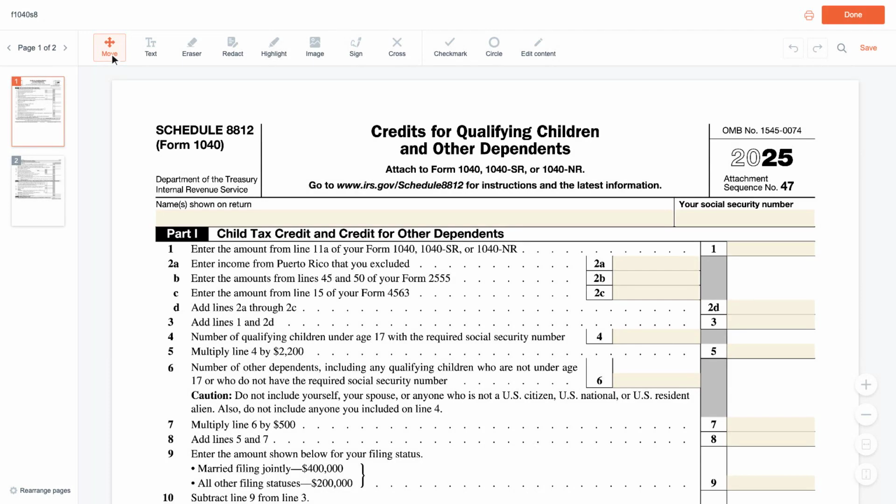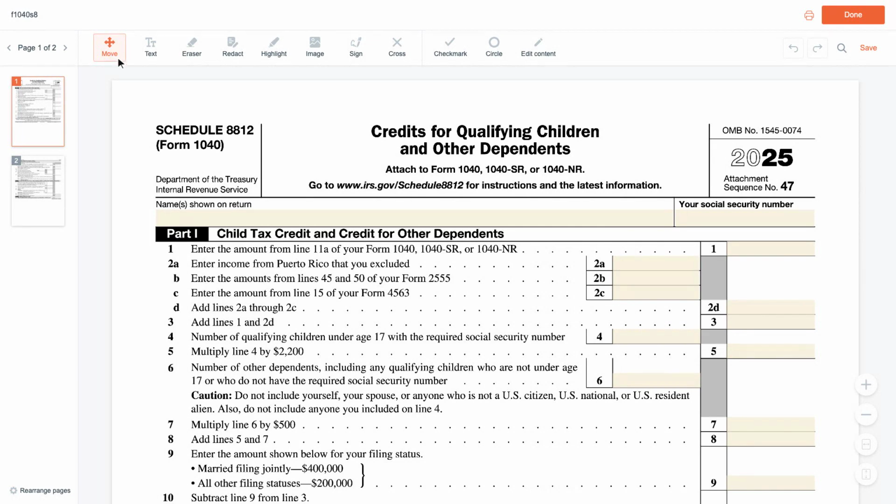Schedule 8812 is where you figure the child tax credit and the credit for other dependents. Then attach it to your Form 1040. The credit is worth up to $2,000 per qualifying child under age 17 who has a Social Security number, and up to $500 for other dependents. Part of it can be refundable, meaning it can come back to you even if you owe no tax.